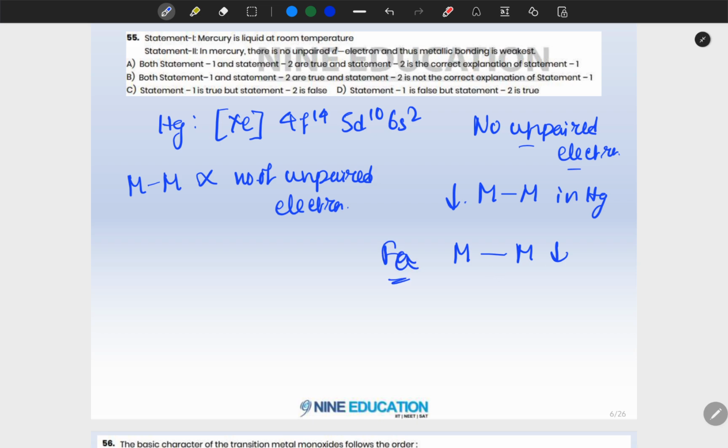Since the force of attraction between the metal atoms is less, I can conclude that the metal atoms are far away from each other. Since they are far away from each other, that's why they exist in the liquid state. So mercury is liquid at room temperature. It is a correct statement, and that is because of the weaker metal-metal bonding. In mercury, the force of attraction between the metal atoms is very much less because of the absence of unpaired electrons, right? So both the statements are correct. So that's why A is the correct answer.